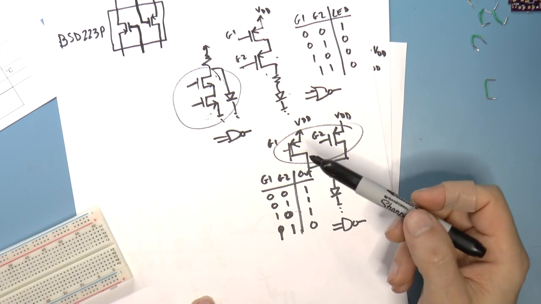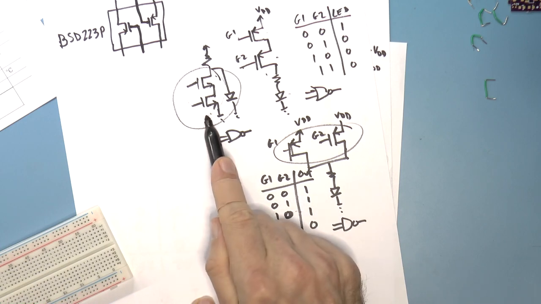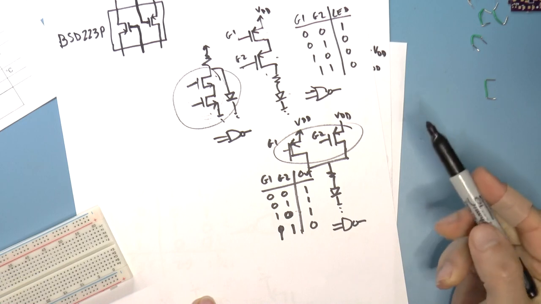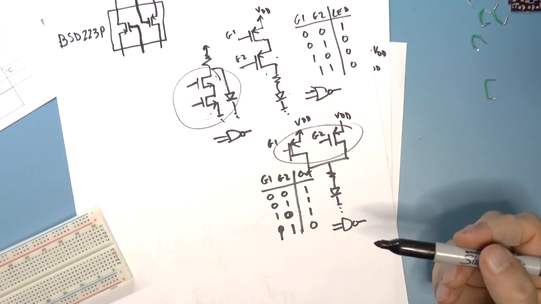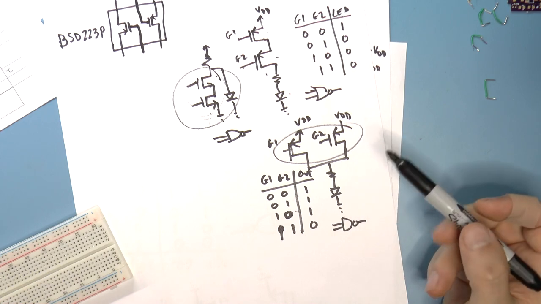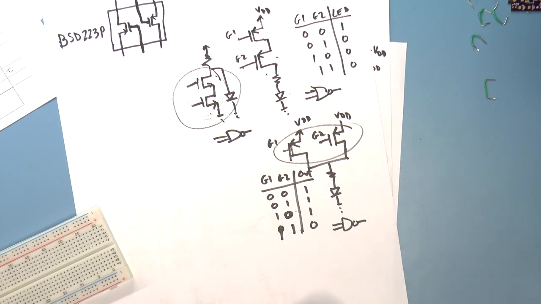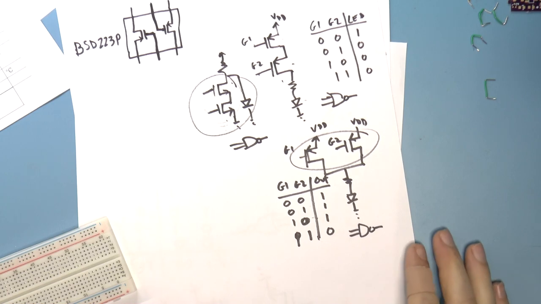And the opposite is true, that when you have parallel NMOS transistors, you end up with series PMOS transistors. And this is going to be important because we're going to look at CMOS logic next. That's complementary MOS, which means that it uses both NMOS and PMOS. So why would we use both NMOS and PMOS?